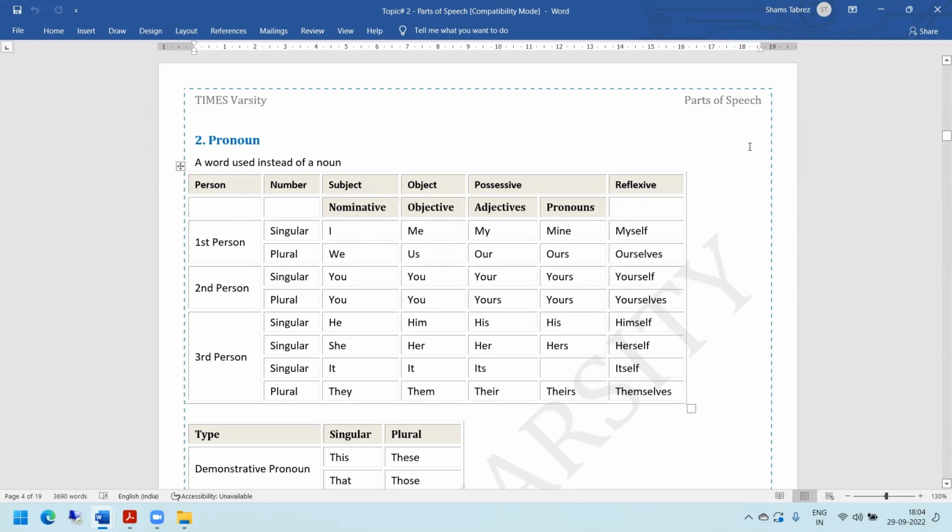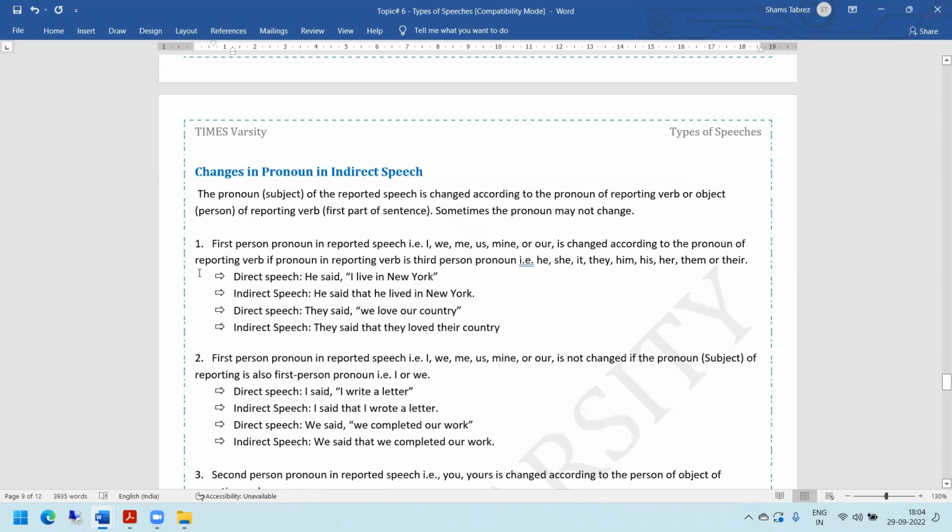All right. So this is the different forms of pronouns we have. The first person pronoun in reported speech, like I, we, me, us, mine, or our, is changed according to the pronoun of the reporting verb if the pronoun in the reporting verb is a third person pronoun. So like he, she, it, they, him, his, all these.